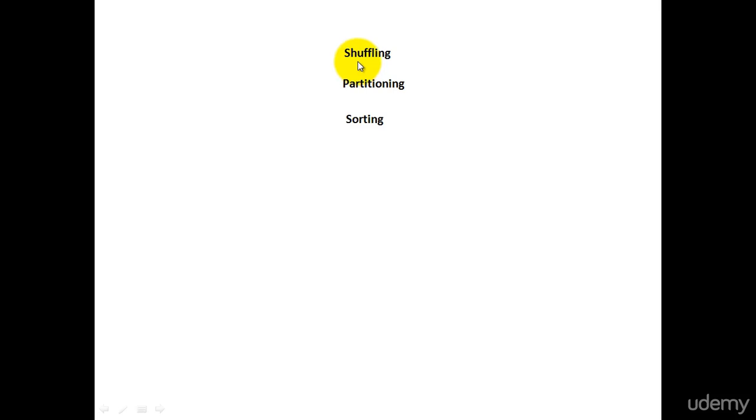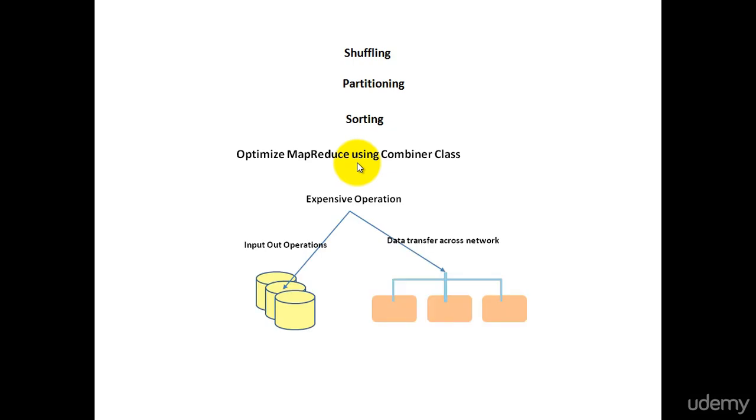In this session, we will learn more details about shuffling, partitioning, and sorting. We will also see how to optimize the MapReduce program using combiner class. Before that, we need to keep one thing in mind.